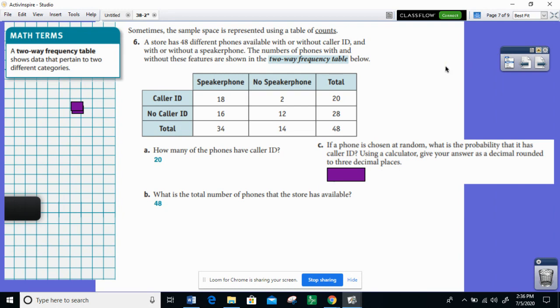And then part C says, if a phone is chosen at random, what is the probability that it has caller ID? Well, that would be how many phones have caller ID? 20 out of the total number of phones in the sample space. And then if we put 20 over 48 in our calculator and round it to 3 decimal places, it's approximately 0.417.